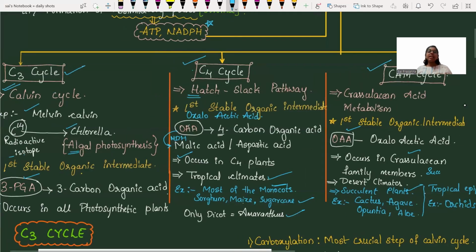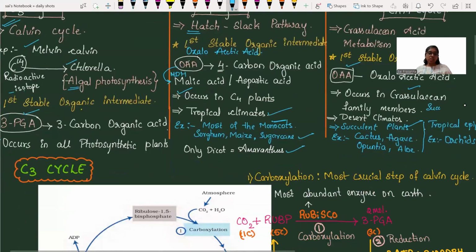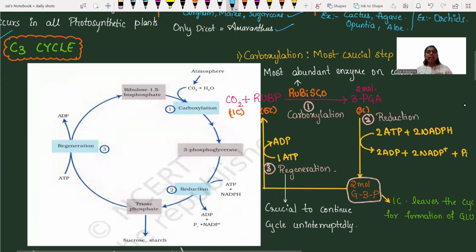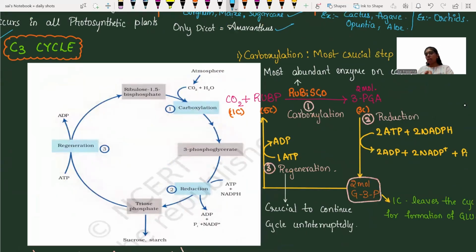So now, as the introductions of the three cycles are clear to us, let us enter into the in-depth biosynthetic pathways one by one. Let us start with the C3 cycle. In this C3 cycle, there are three important steps which are taking place. One is carboxylation, second is reduction, and third is regeneration. Carboxylation is the most crucial step of this cycle as it is fixing carbon dioxide.